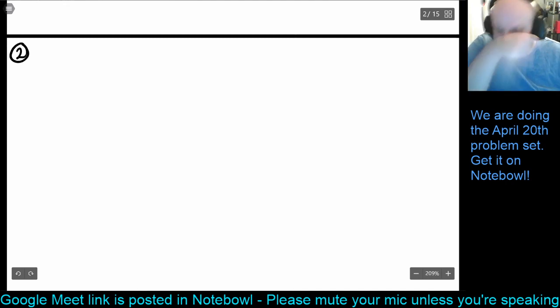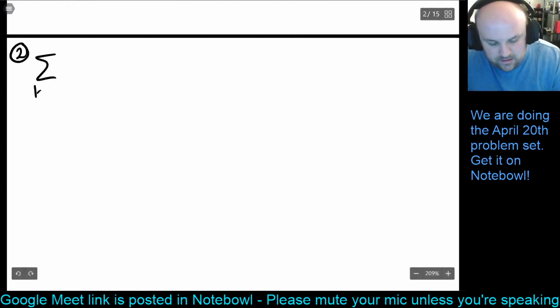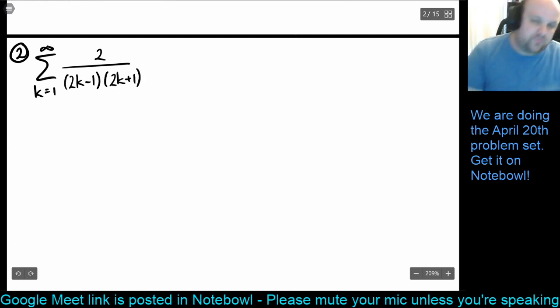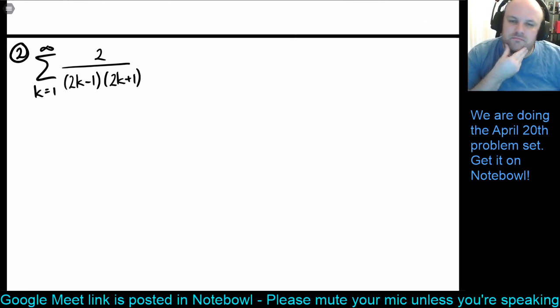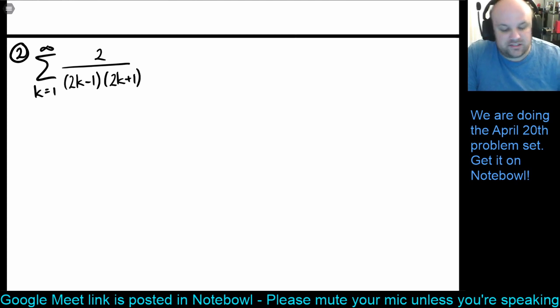Right. So here, the sum from k equals 1 to infinity of 2 over (2k minus 1)(2k plus 1). Right? So this doesn't fit a nice, neat geometric series, so we can't use that pattern on it. So let's see what we can do otherwise. The other option we have is to try and create a sequence of partial sums and take the limit of that. So let's start by trying to do a sequence of partial sums.